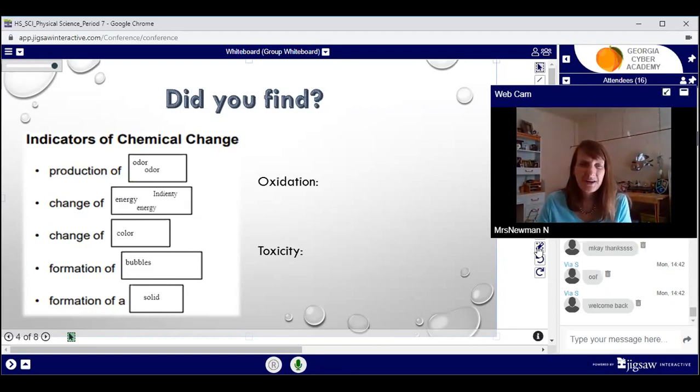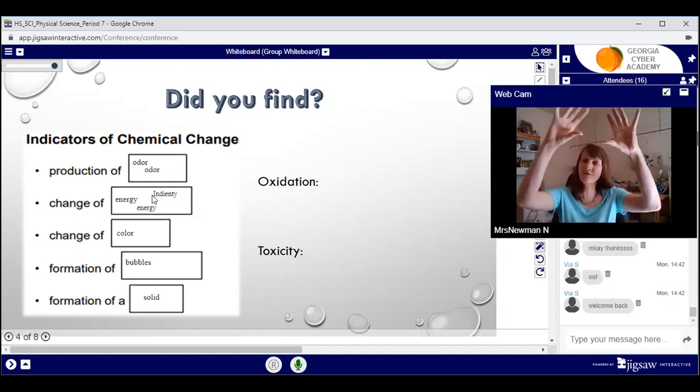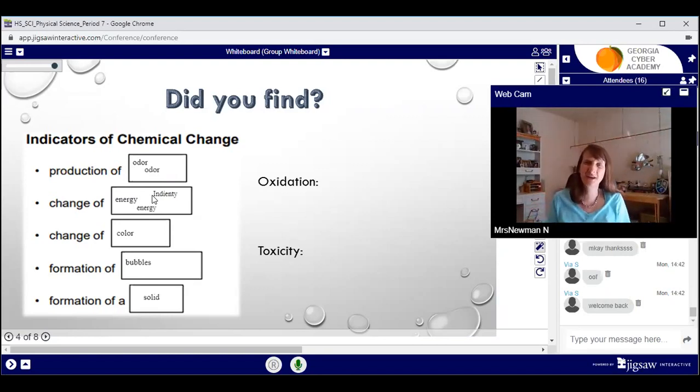Oh, and I'll mention over here with the change in energy, either you can give off energy, causing your surroundings to heat up. That's called exothermic. And if you absorb energy into the chemical reaction, the surroundings get colder, and that's called an endothermic reaction. And the identity, I would put that as the overarching indicator of a chemical change. So I would put that up at the top.